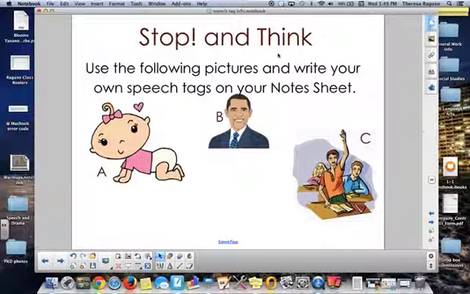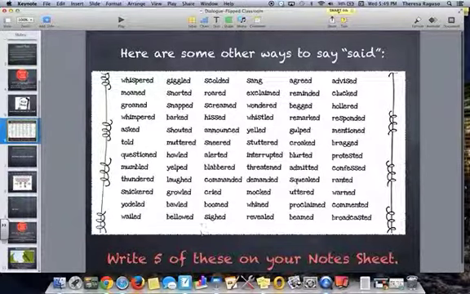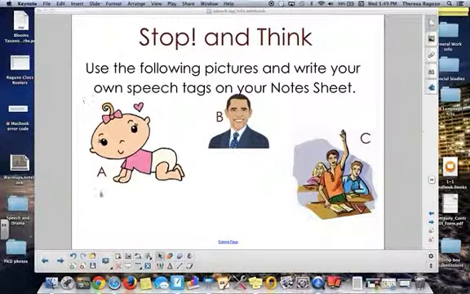Now I want you to stop and think. Use these following pictures, A, B, and C, and I want you to write your own speech tags on your note sheet. You can come up with whatever words you want, but I would use words that come from this list. You have several different options to use when trying to put a speech tag for A, B, and C.